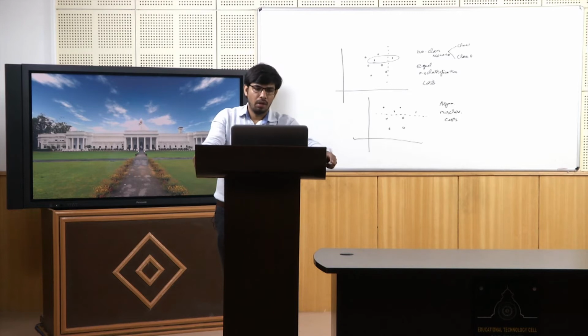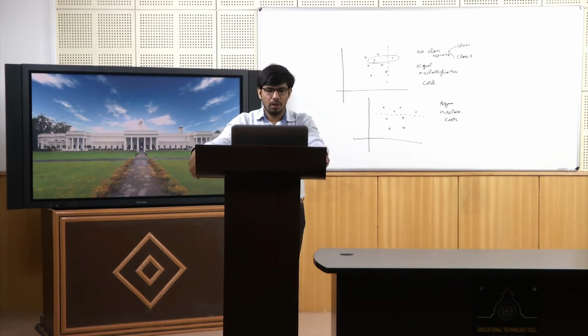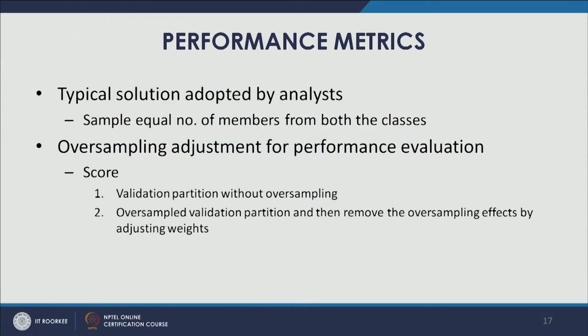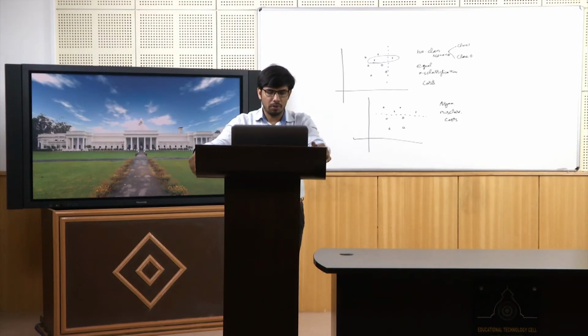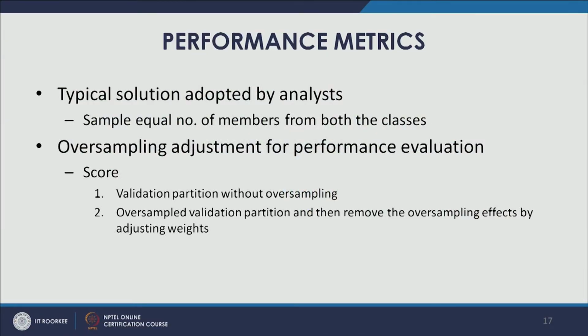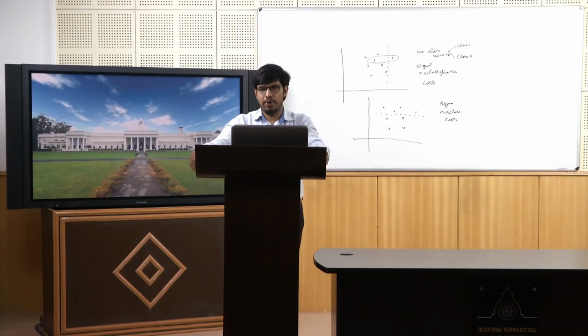When we follow this approach, irrespective of the oversampling approach that we follow, we will have to perform an oversampling adjustment to evaluate the performance of the model. We talked about two particular scoring methods for the validation partition. The first one was to build your model on the oversampled training partition and then test it on a regular validation partition. That is indicated by the first one, the validation partition without oversampling, that is, the regular or original validation partition.